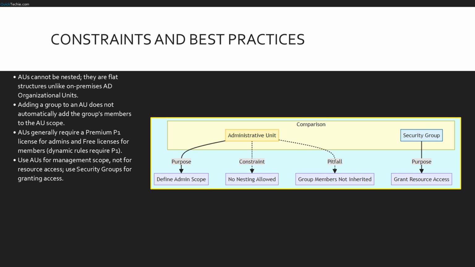Finally, distinguish between AUs and groups. Use AUs to define who can manage a set of users. Use security groups to define what resources those users can access. This diagram contrasts administrative units with security groups. The left branch shows that AUs are for defining admin scope, while the right branch shows security groups are for granting resource access. The dashed lines warn of two key constraints for AUs. They must be flat, no nesting, and adding a group to an AU does not automatically include that group's members in the management scope.